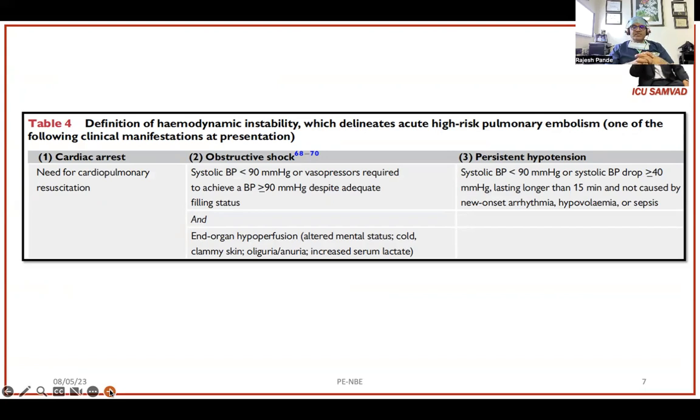And the third category is persistent hypotension, that is, the systolic BP less than 90 millimeter, or a systolic blood pressure drop of more than 40 millimeter lasting more than 15 minutes. And the reason is not a new onset arrhythmia, hypovolemia, or sepsis.